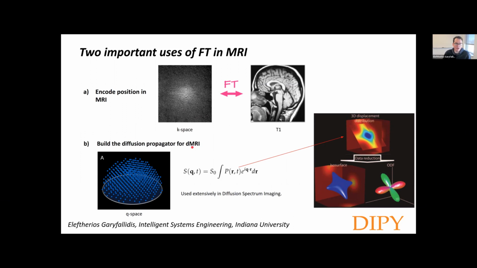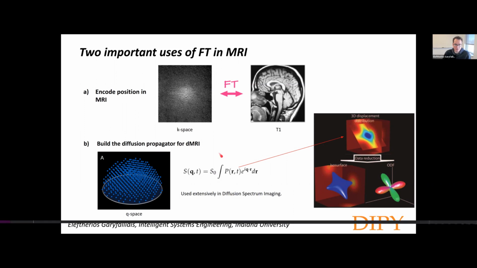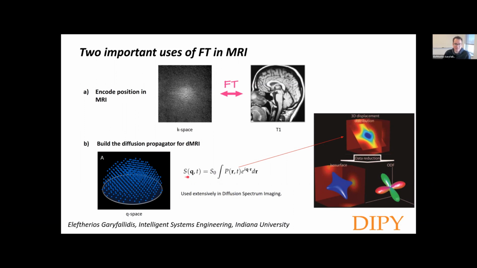Now, in diffusion MRI, we have another use of the Fourier transform because we can build the diffusion propagator. And the diffusion propagator now uses another Fourier relation, where here you have the signal of the data, and this is now integrated with a density function, with a probability density function, and the complex exponential, the complex sine wave here. But now your main points are Q's, so that's Q space, and R becoming displacement. So this Fourier relationship here is used extensively in diffusion spectrum imaging.